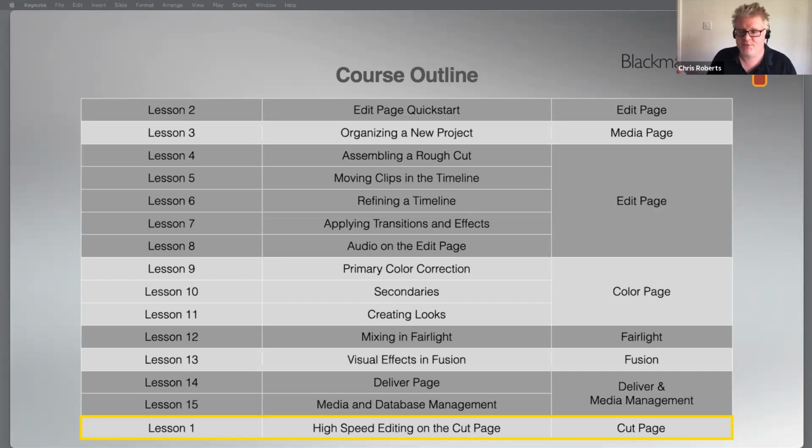I mean, there should be no reason why, for example, we can't teach media and database management in the middle of the course before we start talking about color, because it's a nice change of pace, or maybe before Fairlight. So, feel free to play around with the order. Whatever would work for your students is more important than what's actually written in terms of the order of the book, if that makes sense. So yeah, if you feel as though high-speed editing on the cut page should be lesson 1, teach it as lesson 1.